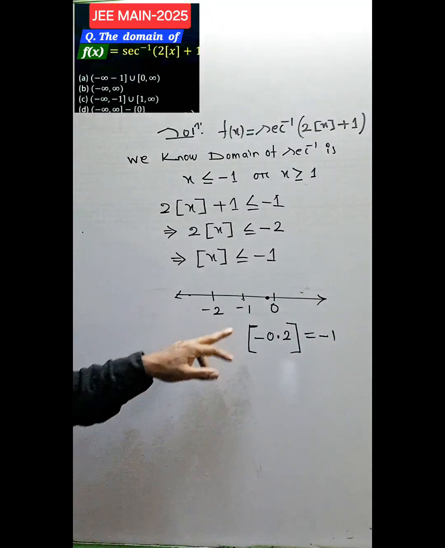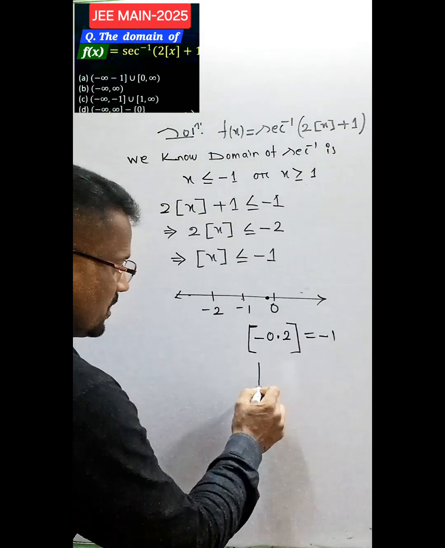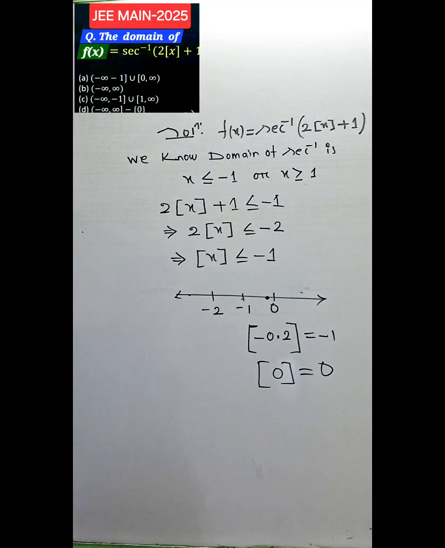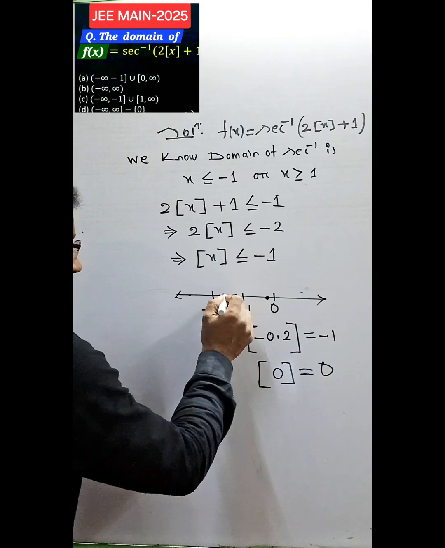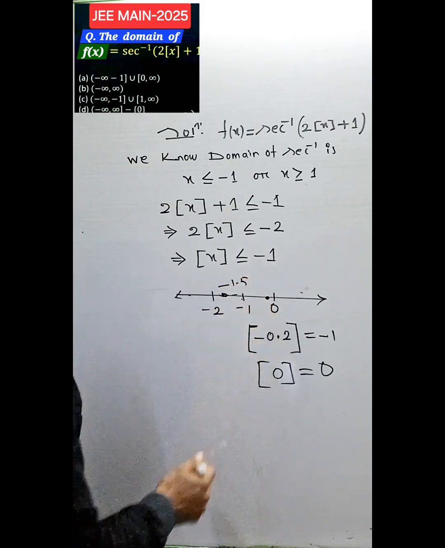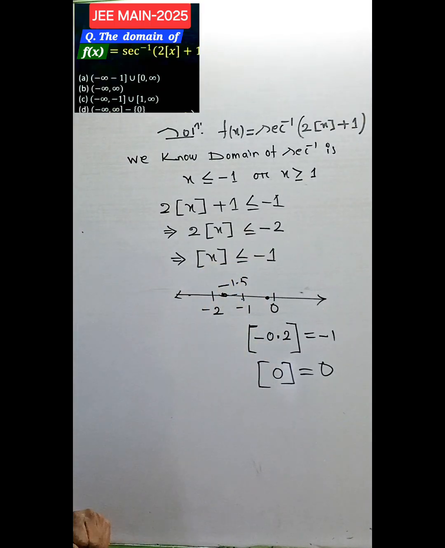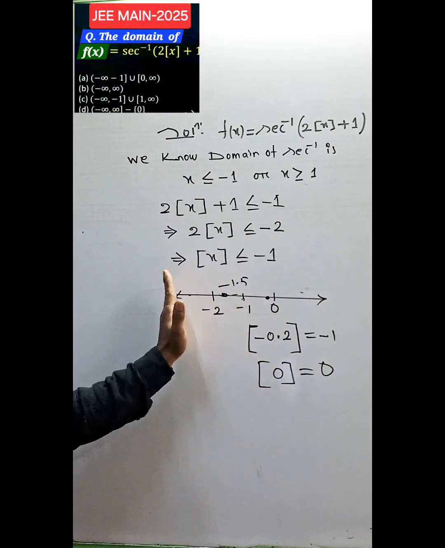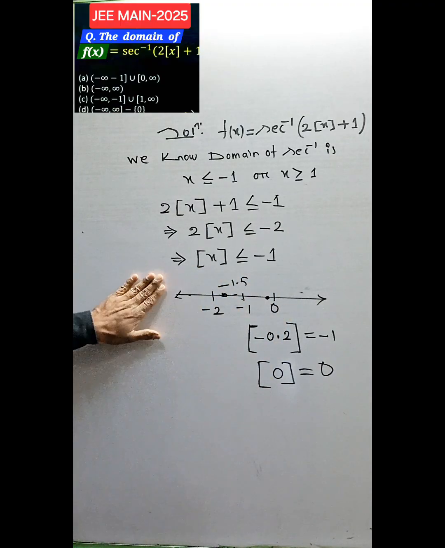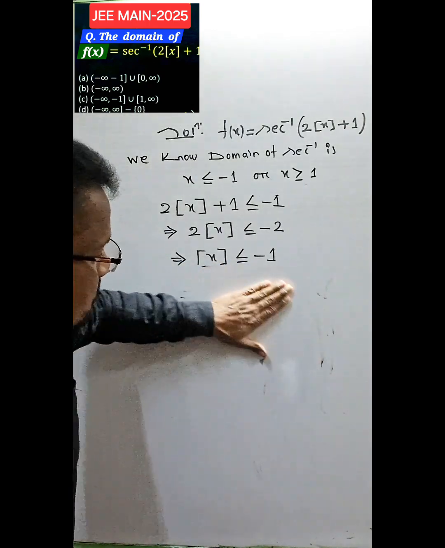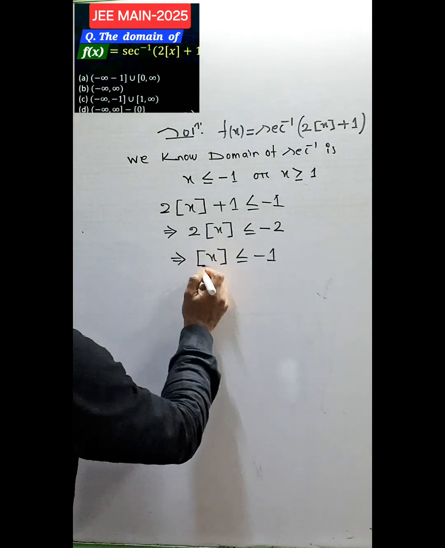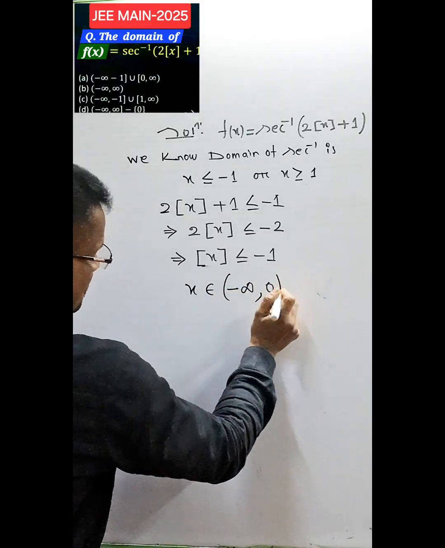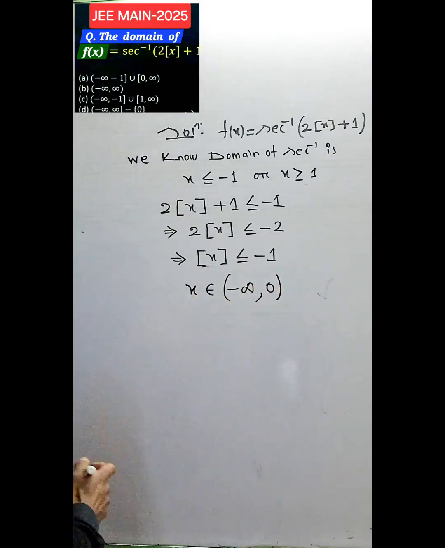So in that case, this condition is satisfied. But if you take 0, the value will be directly 0. This condition will not be satisfied. If you take any number here, say negative 1.5, then also it will be negative 2. This condition is satisfied. I mean to say all the negative real numbers less than 0 will satisfy this condition. So from here you can say that x belongs to negative infinity comma 0, open interval. 0 is not included here.